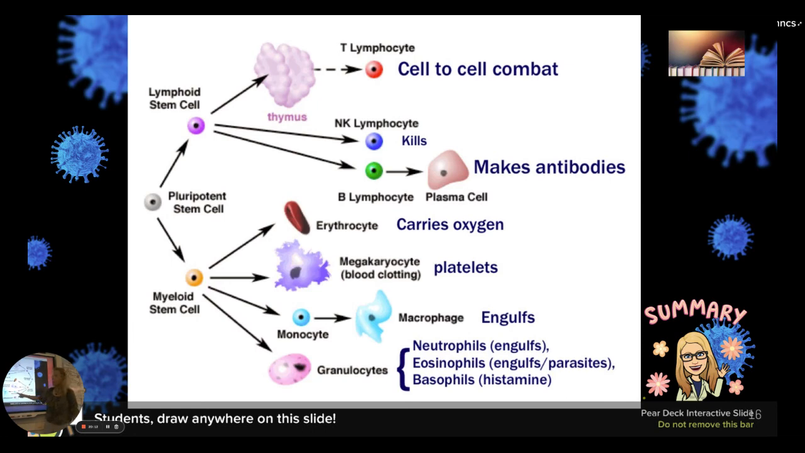Over here, we have monocytes. That's how they sneak out of your capillaries. Then they grow into great big old macrophages. And what are they going to do?